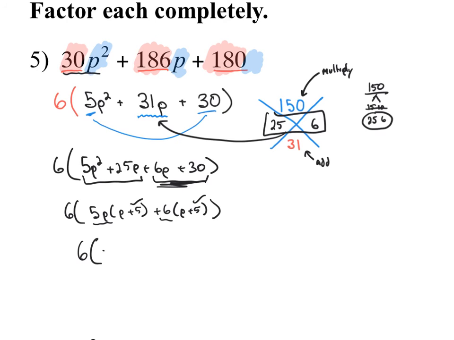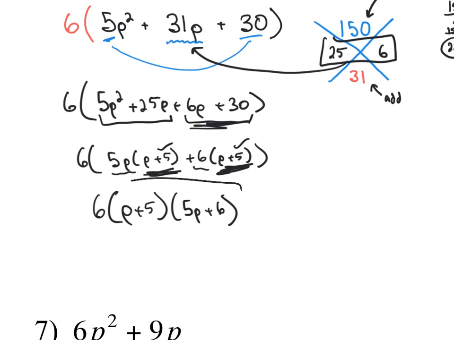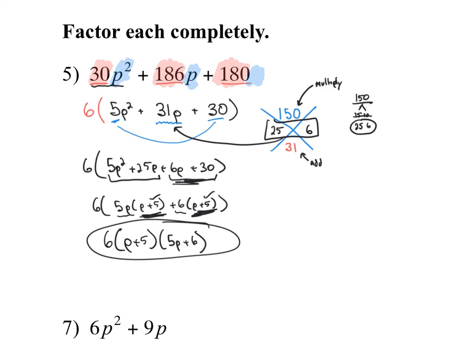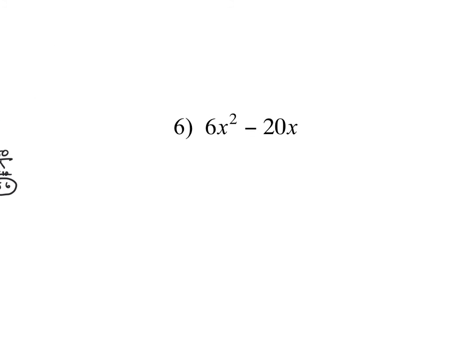So then it's going to be 6, p plus 5. You write the parentheses that double up once, and then 5p plus 6. So there it is. There's your factoring completely. We have finished factoring the top one. Notice that 6 that came out early just kind of kept hanging around and came all the way to the bottom there. All right, let's look at this one.